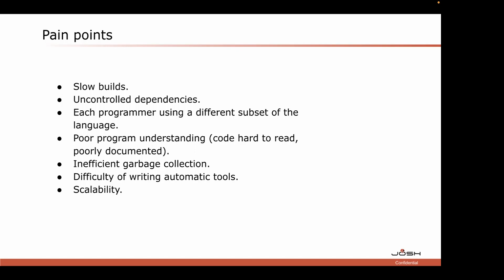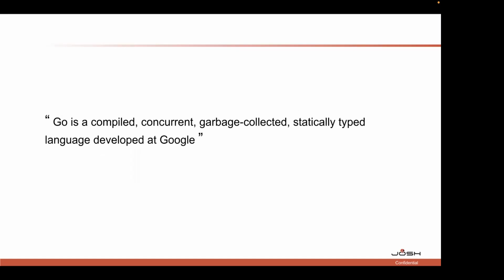So they started designing Golang because of these issues and some other issues. Let me try to introduce the formal definition of Golang. Golang is a compiled, concurrent, garbage collected, statically typed language developed at Google. I'll just repeat it once. Golang is a compiled, concurrent, garbage collected, statically typed language developed at Google.